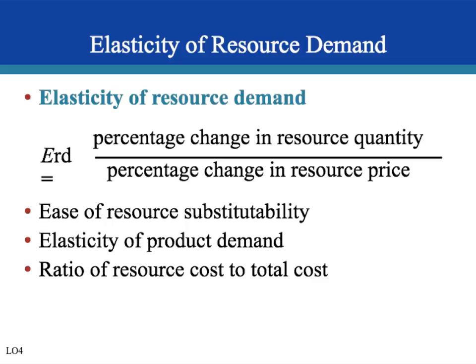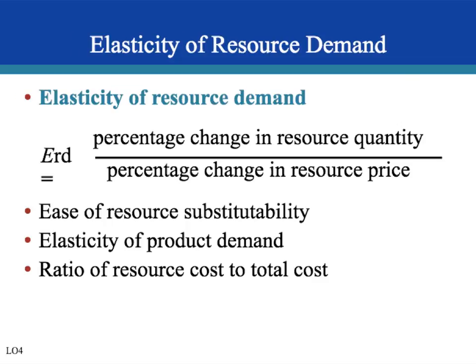Also, the elasticity of product demand. So how elastic is the demand for the output that uses the resource? If the demand for the output is elastic, then the demand for the resource also tends to be elastic, and vice versa. And third, ratio of resource cost to total cost. So in other words, the higher the ratio is, if that certain resource makes up most of the total cost, then the demand for that resource is elastic.